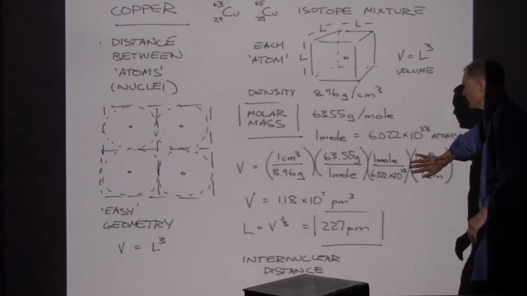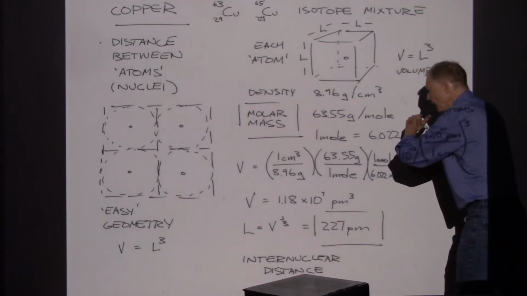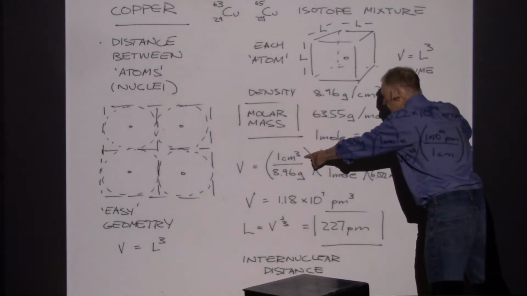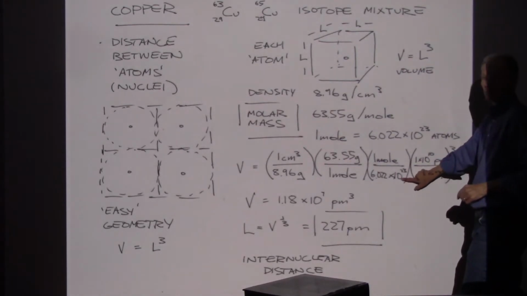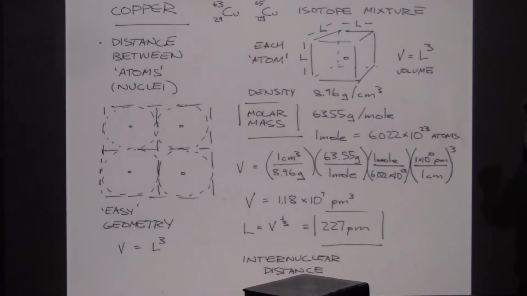So at this point in the calculation, I have the volume, and the moles will cancel out, the grams will cancel out. The volume will be in cubic centimeters per atom. And that's what we want. How much volume is there per atom?